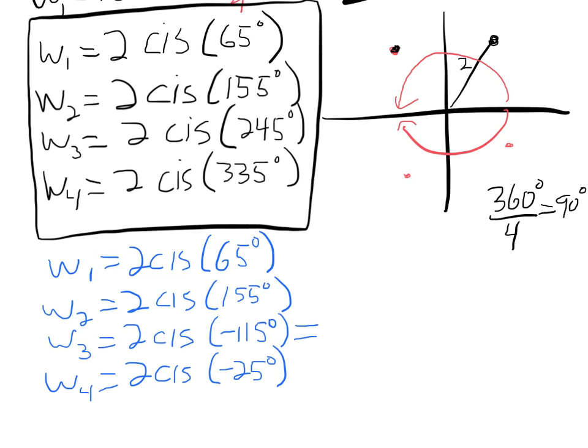And also remember what CIS stands for. It's cosine negative 115 degrees plus I sine negative 115 degrees. That's what this notation stands for. Okay, great.